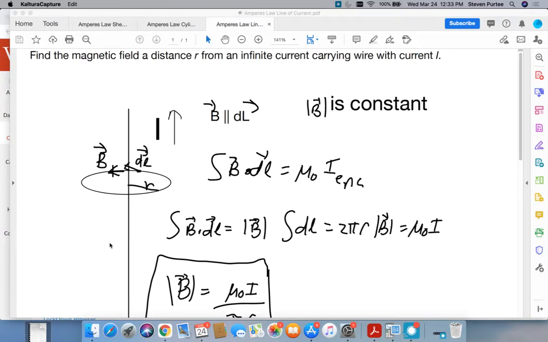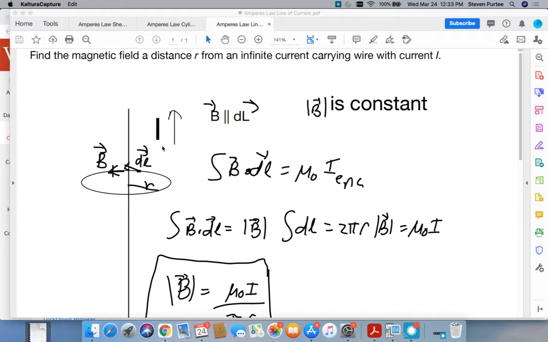Okay, so we've got this infinite wire with a constant current, I, and I'm assuming here my current is flowing up. I want to find the magnetic field at distance r away from the line. So first we have to use the symmetry of the problem to realize that using the right-hand rule, B has to go in circles around the line.